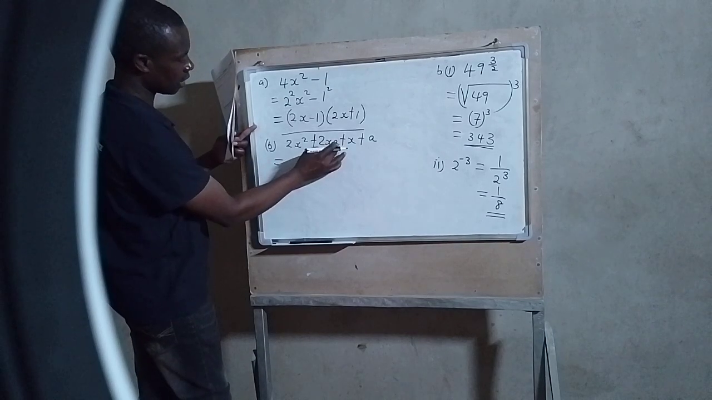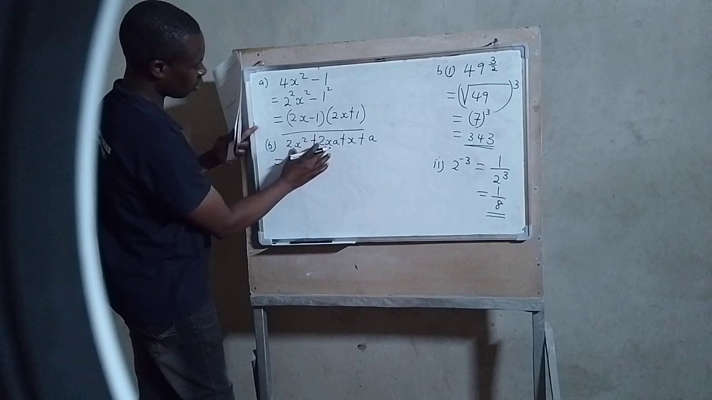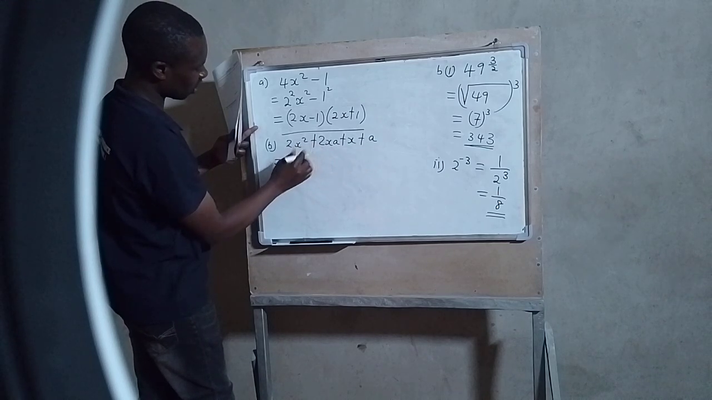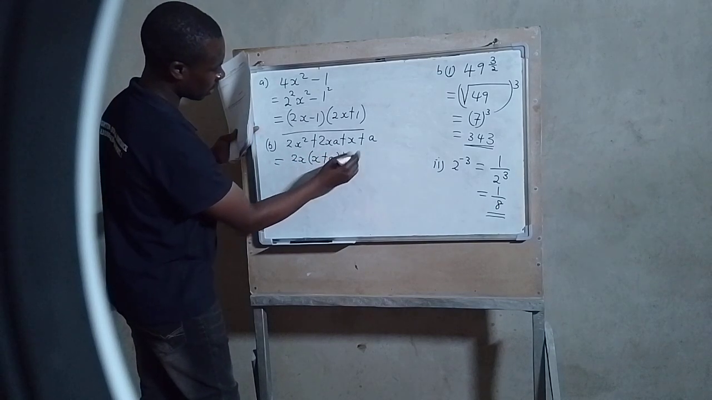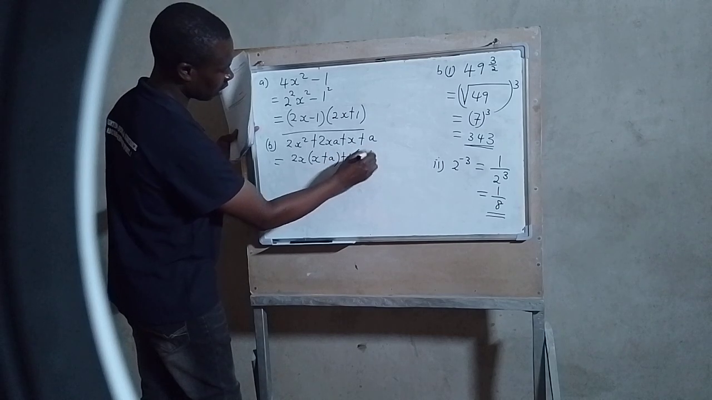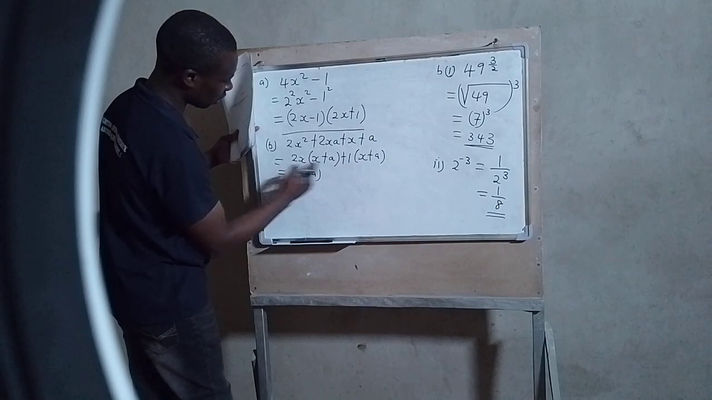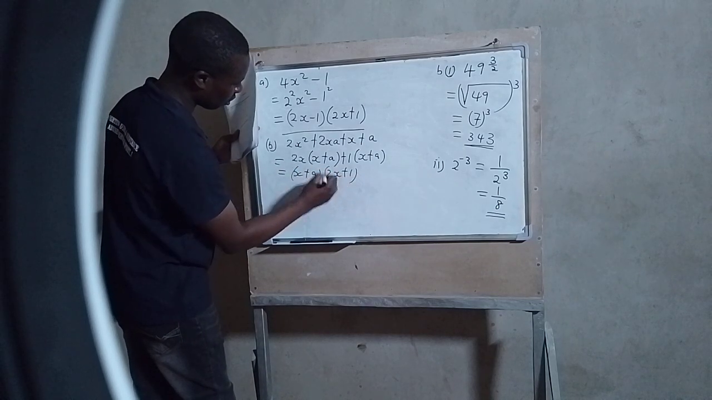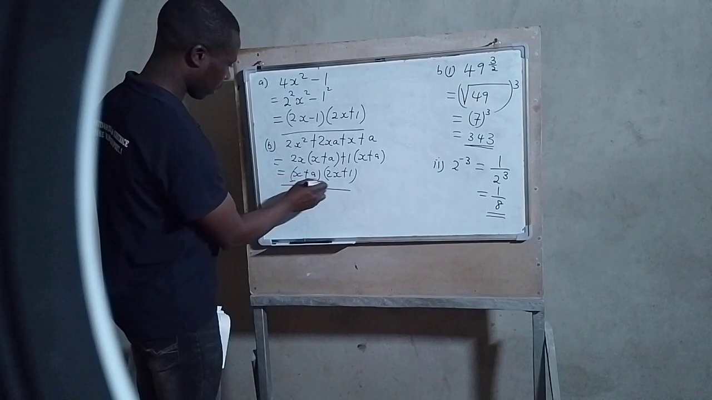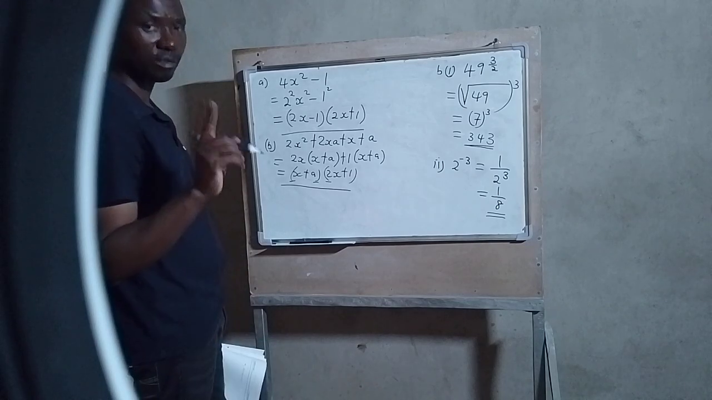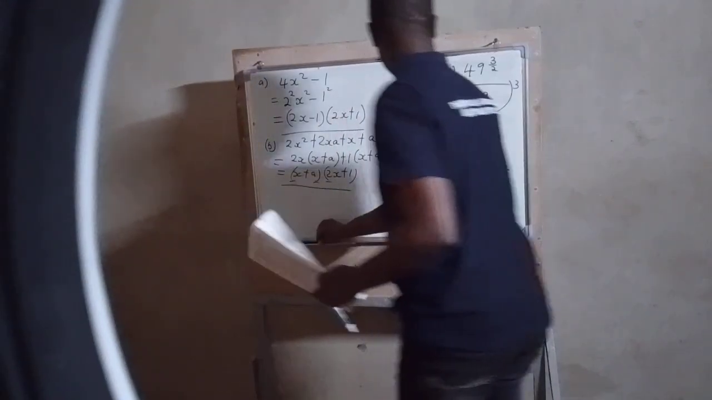We factorize two terms: the first two terms and the second two terms. For the first two terms, the common factor is 2x. So 2x here, we are left with x plus a, plus the common factor here is 1, so we have x plus a. Then you pull out the common factor, that's x plus a. Then take this 2x plus 1. You have factorized. Please make sure these brackets are very important. Make sure the brackets are there. Thank you.